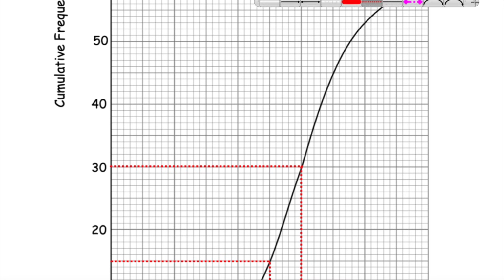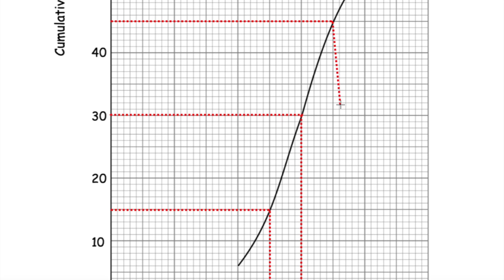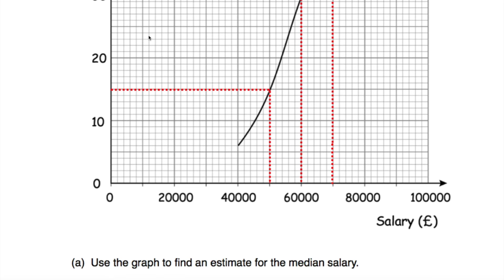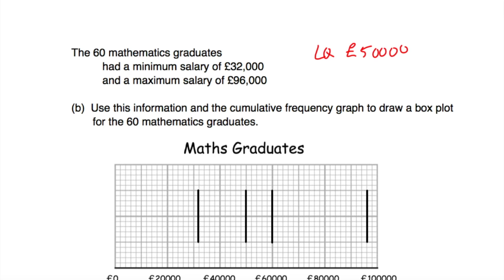So get our ruler and pencil, and 45 is there, and we go across to here and then down. That's equal to £70,000. So the upper quartile is £70,000. Let's draw a line for that £70,000. Then we've got our box with the lower quartile, the median, and the upper quartile, that middle 50% of the data. And we've got our two whiskers going down to the lowest value and the highest value, which represent the bottom 25% of the data and the top 25% of the data.